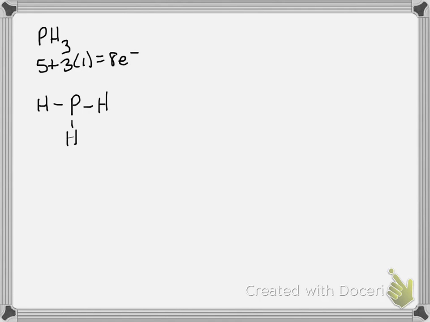Now you check, so those hydrogens are happy. They feel the effects of 2 electrons each, they're good. Where do the other 2 electrons go? Phosphorus. Check phosphorus, 2, 4, 6, 8. I've used my exact number of valence electrons that I started with, no more, no less.